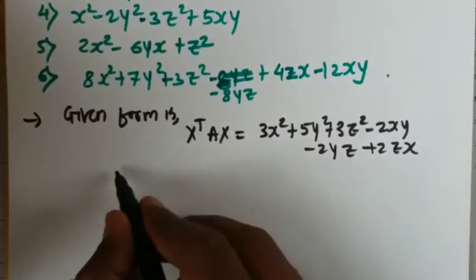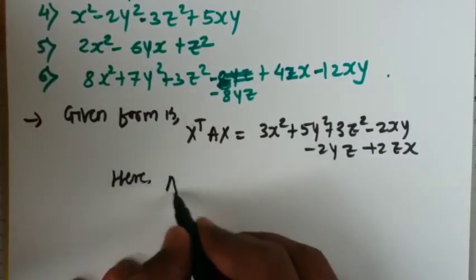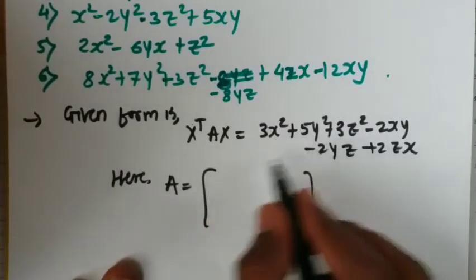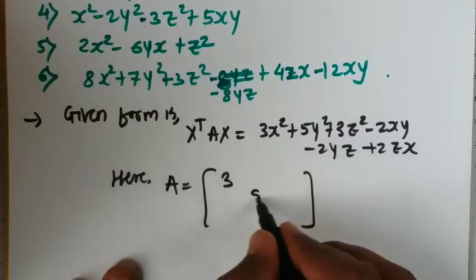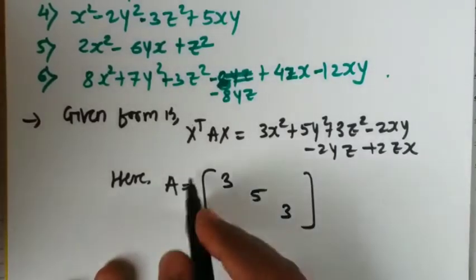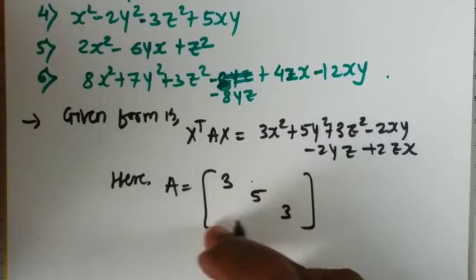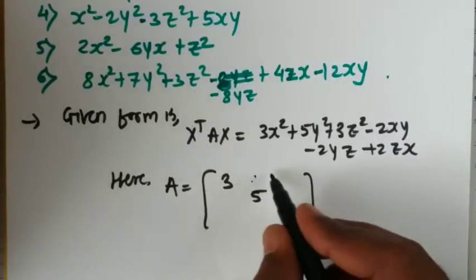Now here the matrix A we are going to write. Diagonally we write what? The coefficients of x square, y square, z square. So it is 3, 5, 3. Now this is a symmetric matrix. So once we write these 3 entries, the same entries we are going to write on this side. So this is the entry.